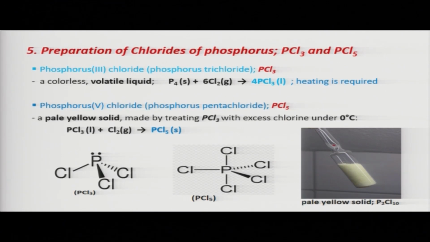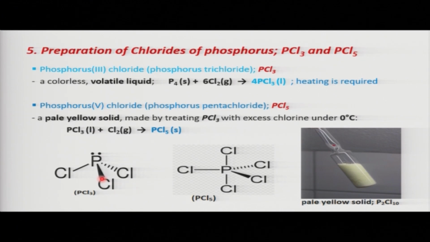There are two categories. We have phosphorus trichloride or phosphorus 3 chloride and phosphorus 5 chloride. This implies phosphorus is using 3 electrons in the outermost shell. Here it is using all the 5 electrons in the outermost shell. This is a liquid and this is a solid. You see this is the pale yellow phosphorus pentachloride, or we can call it phosphorus 5 chloride.